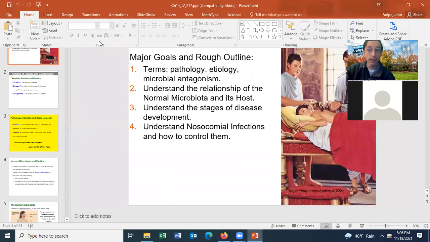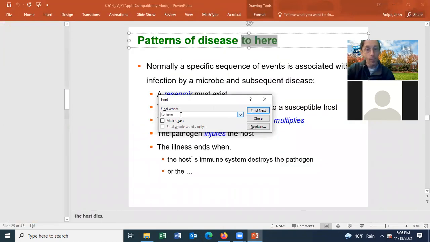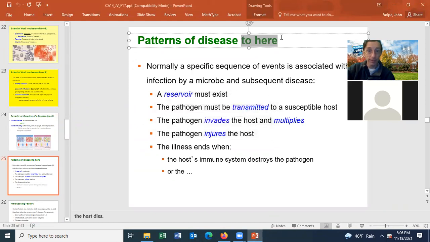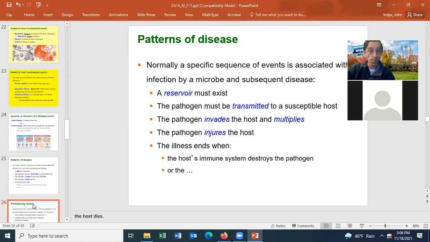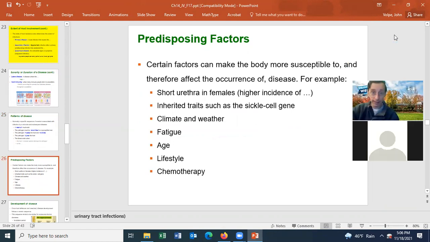All right, we were talking about chapter 14, principles of disease and epidemiology. And we had just talked about the patterns of disease. Any questions about any of this? If not, let's move on, talking about disease.